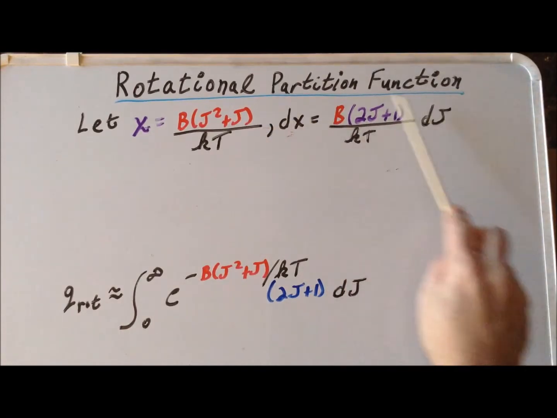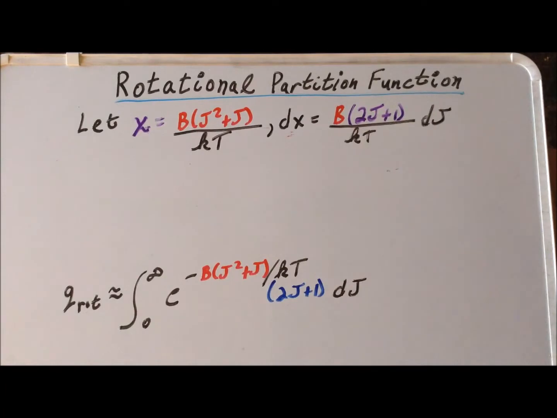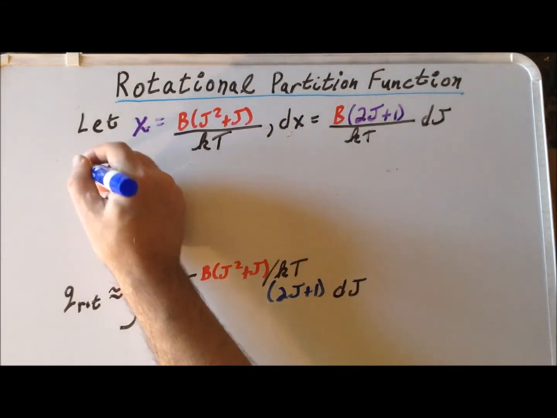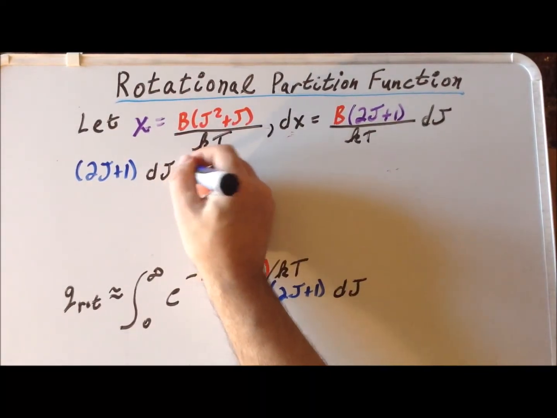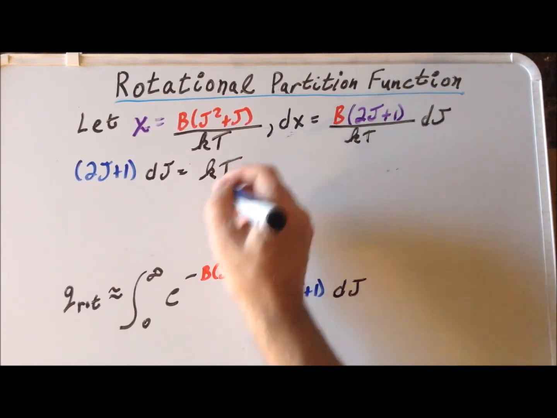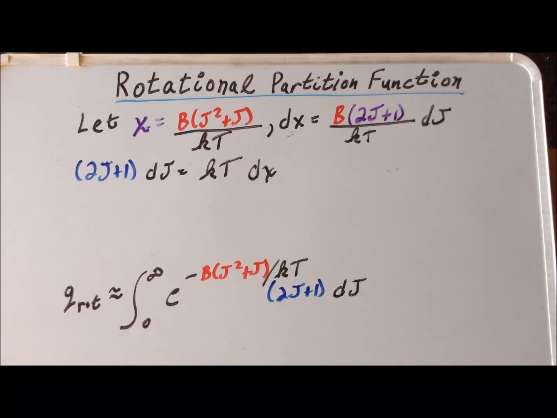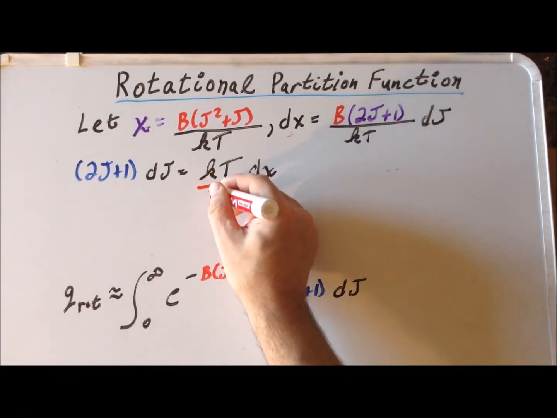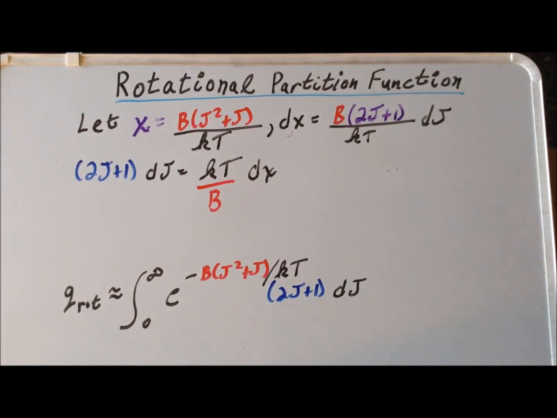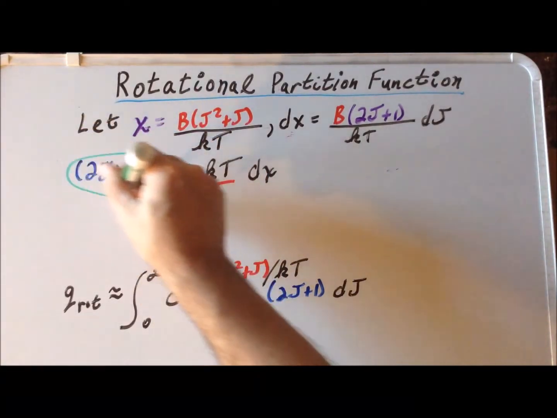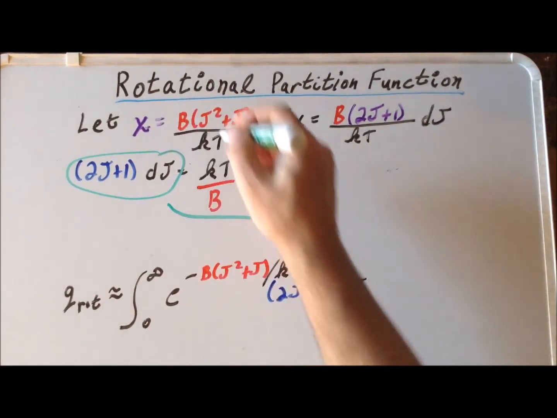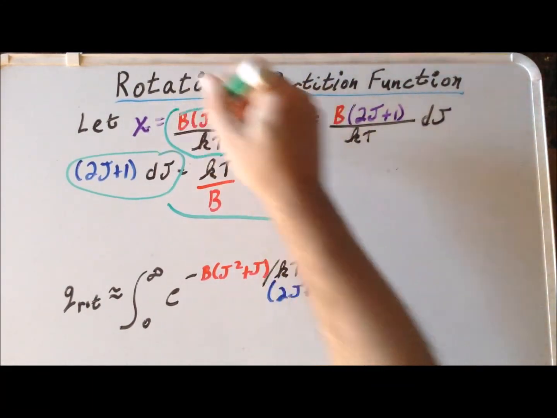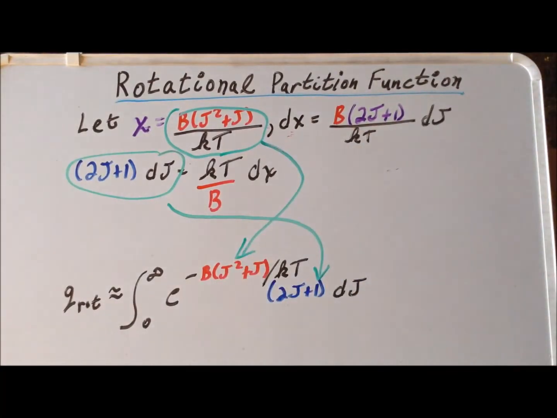Now notice, for this particular value of dx, we can solve for 2J plus 1 times dJ. So that gives us that 2J plus 1 times dJ is now going to be equal to kT times dx, all divided by B. And the reason for doing this is that we now notice that this particular expression is identical to the expression that we have in our integral. We have our value of x, which is this particular expression, which we now substitute here. So the result of all these substitutions, we're going to put on the following screen.